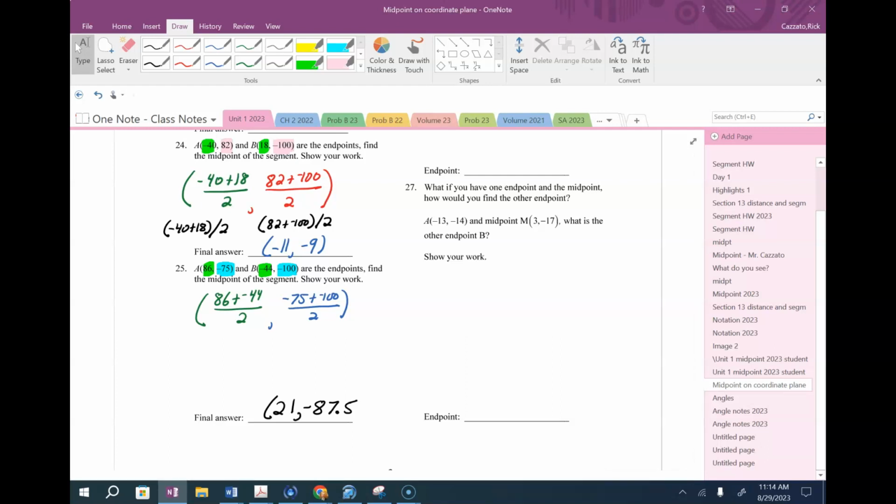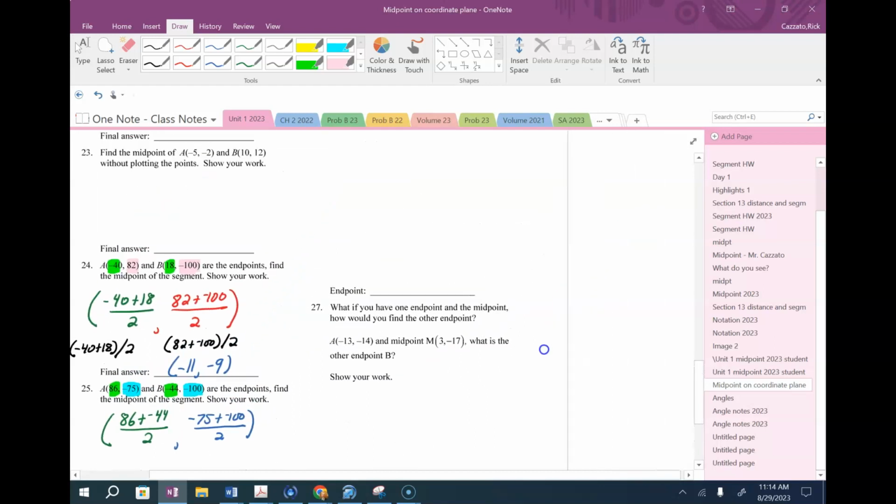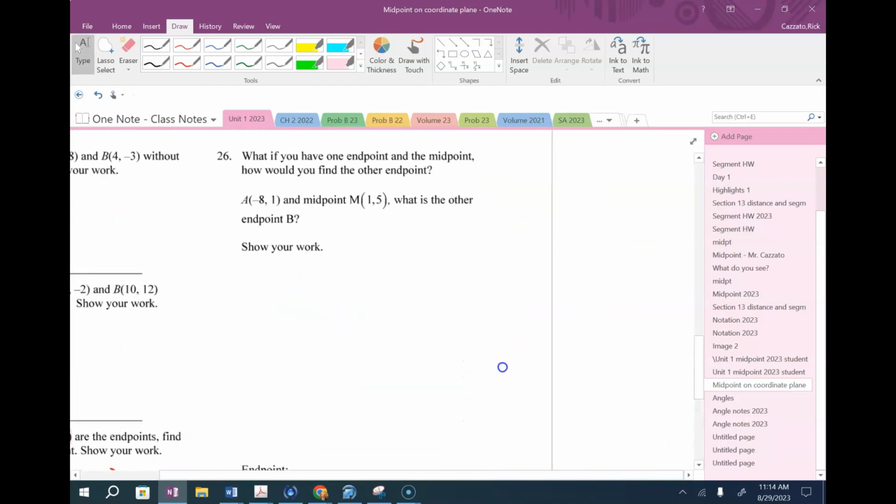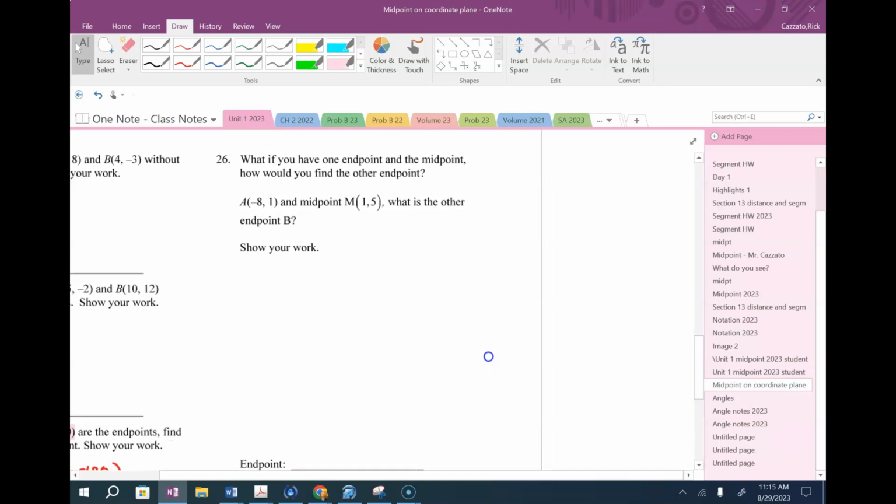The second thing we did in class was problem number 27 and 26. So I'm going to scroll back up to number 26. I'm going to zoom in a little bit. Here it says, if you have one endpoint and the midpoint, how do you find the other endpoint? And there's a couple ways of doing this problem. One way of doing this problem is I'm going to list point A. Right below it, I will put the midpoint. And the goal is to find the other endpoint, B.